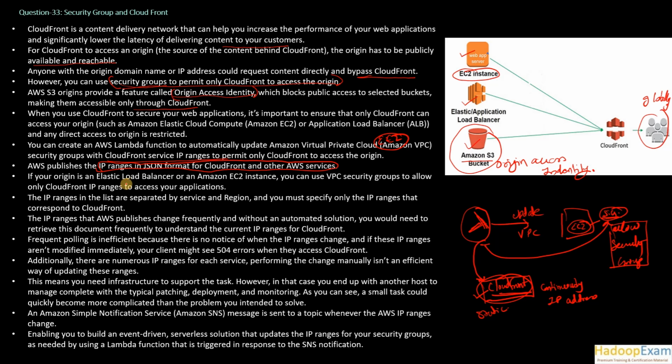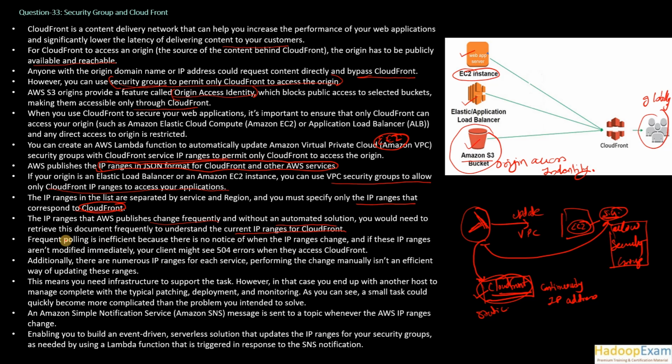If your origin is an Elastic Load Balancer or Amazon EC2 instance, you can use VPC security groups to allow only CloudFront IP ranges to access your application. The IP ranges in the list are separated by service and region, and you must specify only the IP ranges corresponding to CloudFront. So you need to get the CloudFront IP addresses and configure them at the VPC security group level. The IP ranges that AWS publishes change frequently, correct? That is what I was saying. Without an automated solution, you would need to retrieve this document frequently to understand the current IP ranges being used by CloudFront.